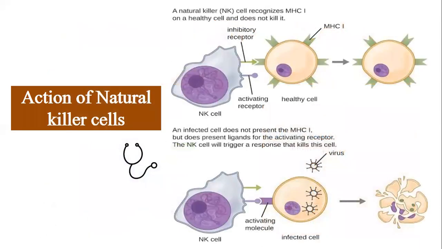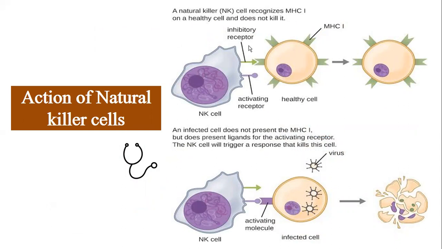Now this is the action of natural killer cells, how they act on a virally infected cell. This is one of our normal body cells. It has this kind of tag, called MHC1, the major histocompatibility complex. By this tag, all of the white blood cells can differentiate between self and non-self.